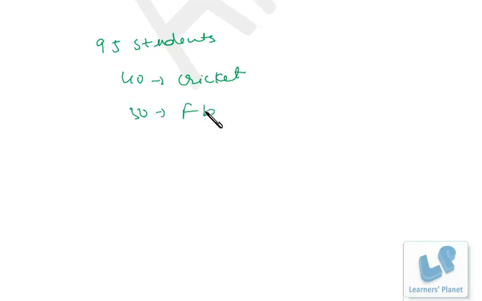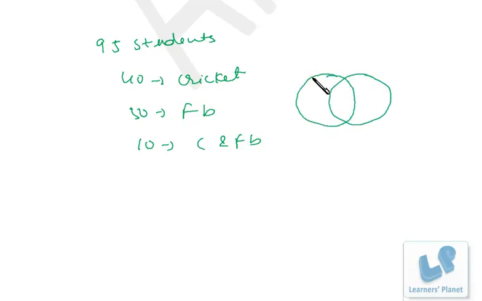Now friends, to elaborate this in a better manner, I take an example. There are 95 students. Out of them, 40 play cricket, 50 play football, and 10 play both cricket and football. Now, how do we draw the Venn diagram? One circle is for cricket, one circle is for football. You start filling the data from the center, that is the common portion. Now we have 10 persons who play both cricket and football, so I write 10 over here, right?